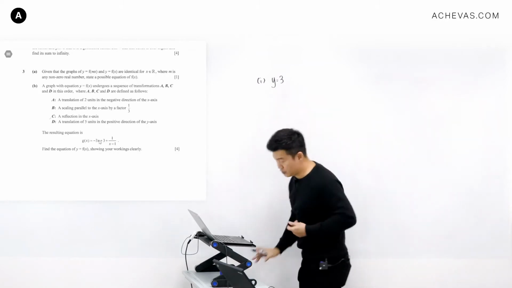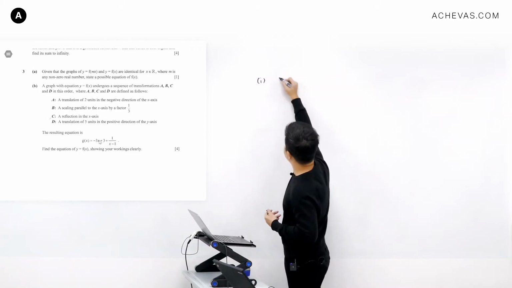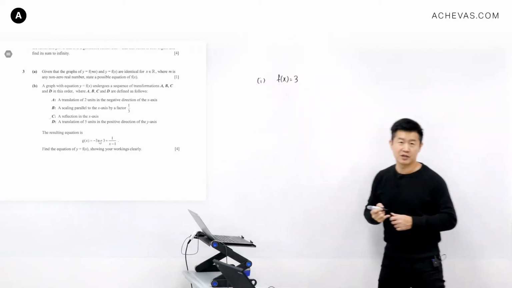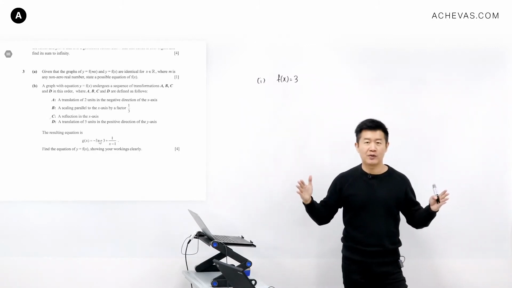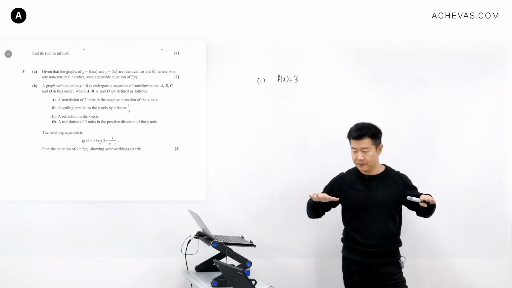So I shouldn't write y, I should say f(x) because they ask for a function for f(x). So a possible function for f(x) will be f(x) = 3, maybe. I'm drawing a horizontal line. And when it is scaled by 1 over m parallel to the x-axis, this horizontal line will remain exactly the same.